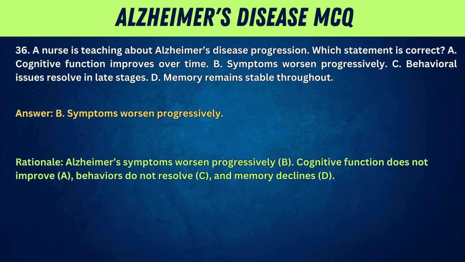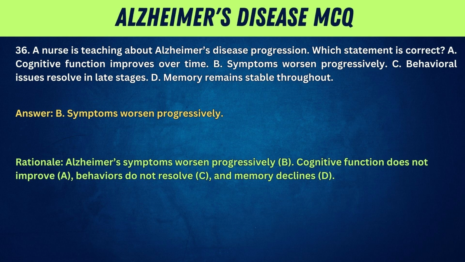Which statement is correct? A, cognitive function improves over time. B, symptoms worsen progressively. C, behavioral issues resolve in late stages. D, memory remains stable throughout. Answer.